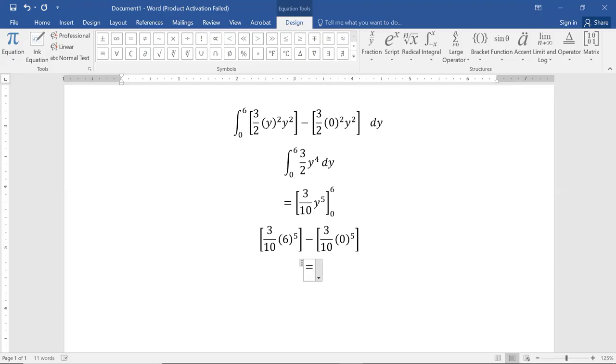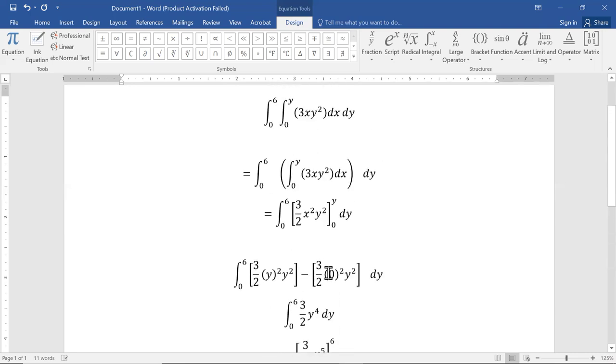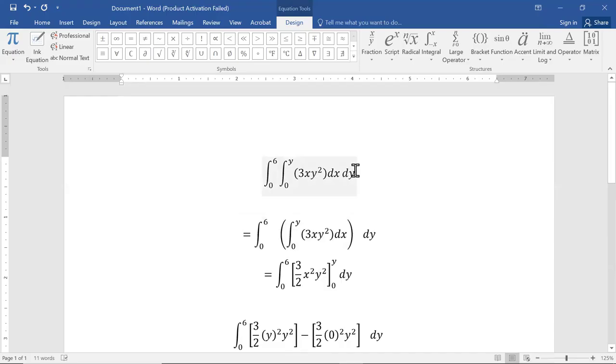Three-tenths times 6 to the 5th power is a fairly big number: 2,332.8. And 3/10 times 0 to the 5th power is just 0. So I got 2,332.8 as this double integration.